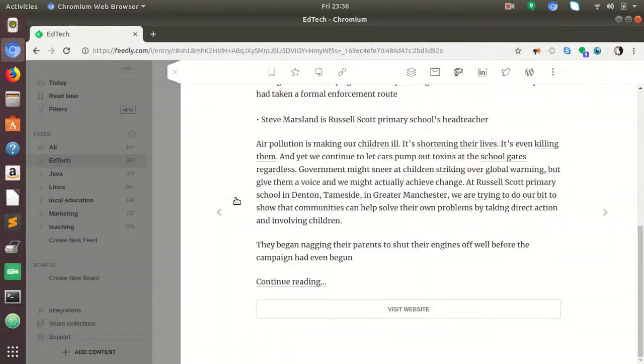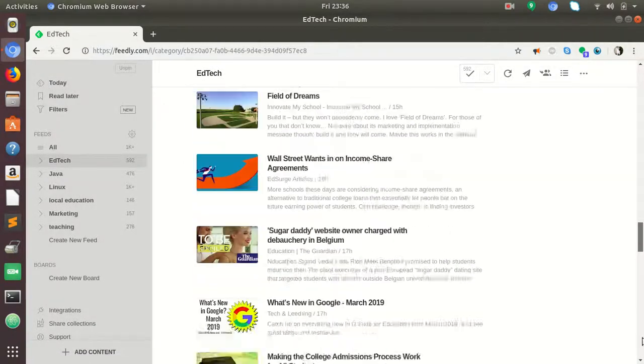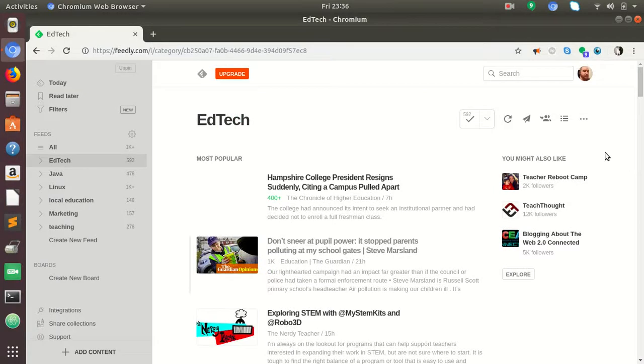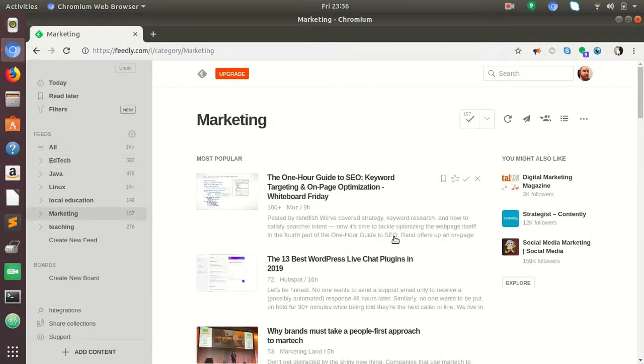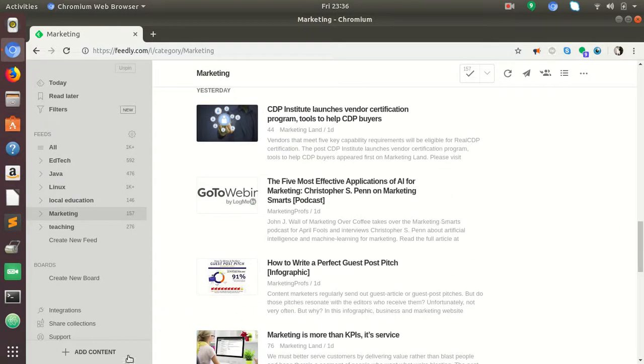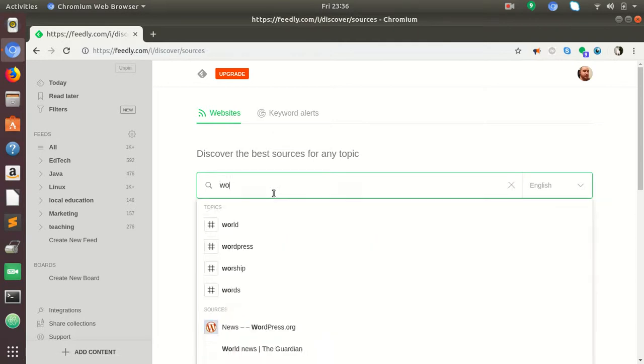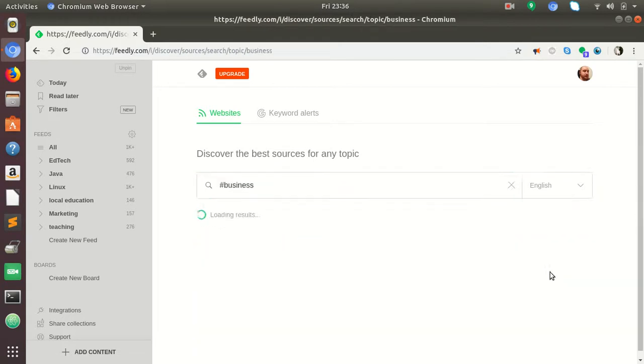So it's a really useful system for viewing what's going on in certain domains. I'm doing the ed tech and teaching domain. You could also do marketing, SEO, all that stuff. But I mean, they have tons of stuff. So say you're really into WordPress or business, you can see that business is right here.